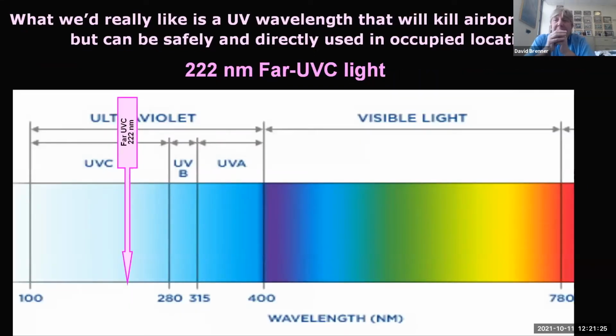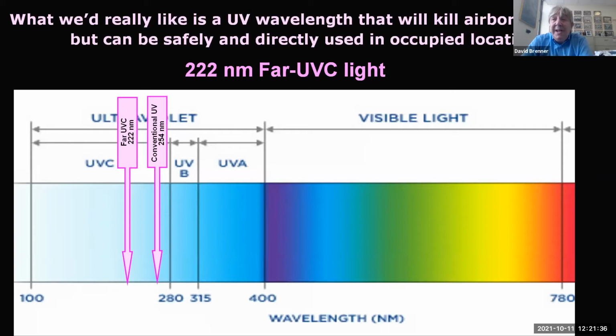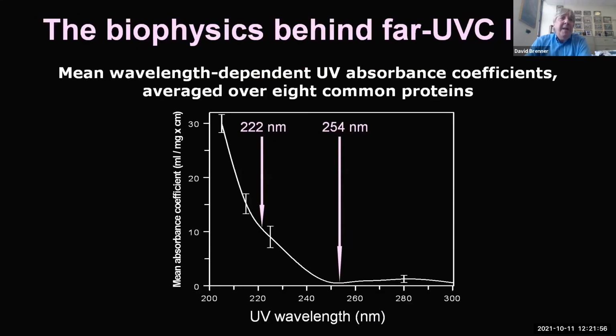And what I'm going to be talking about is 222 nanometer light, which is slap in the middle of the UVC range. And just to compare that with conventional germicidal UV, not actually very different: that's 254 nanometers, and I'm going to be talking about 222 nanometers. So a lot of people have said, what's the big deal? It's just so little difference in wavelength, but actually it makes a world of difference in terms of safety. And the reason is this.